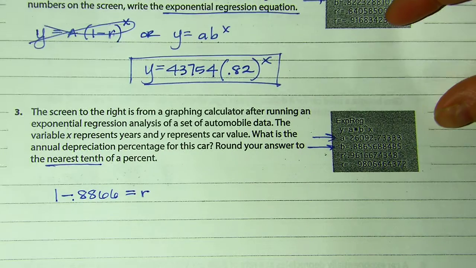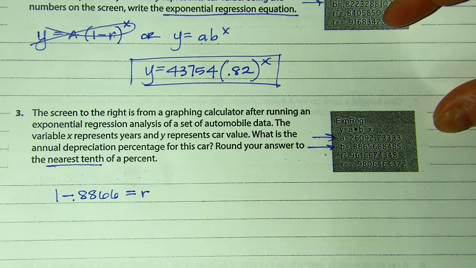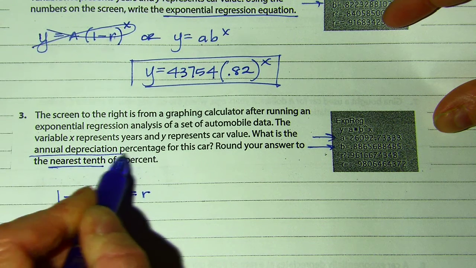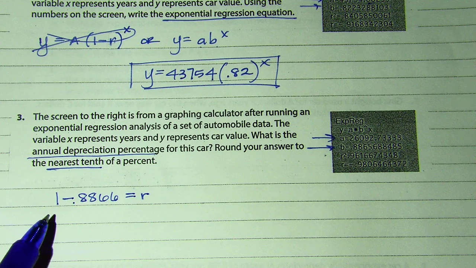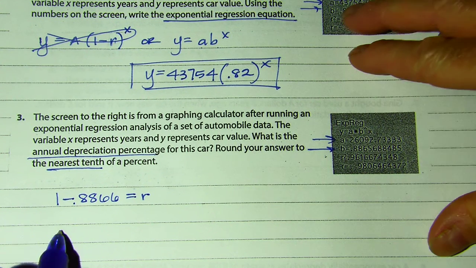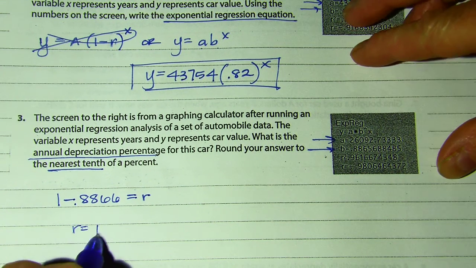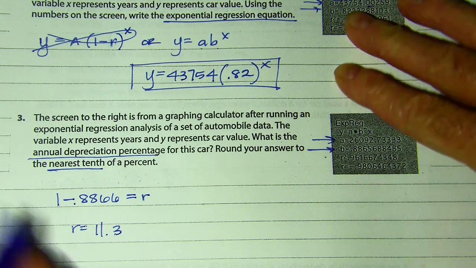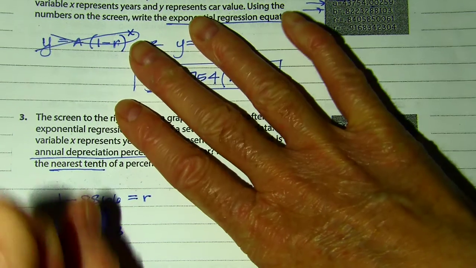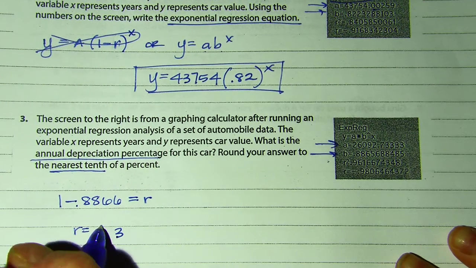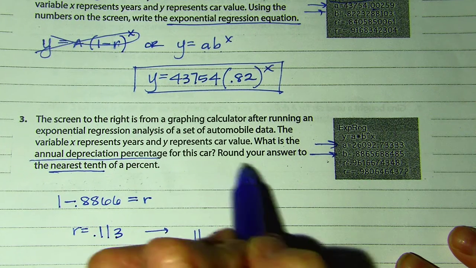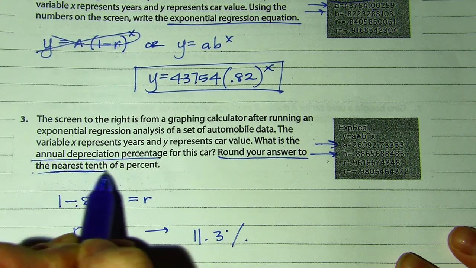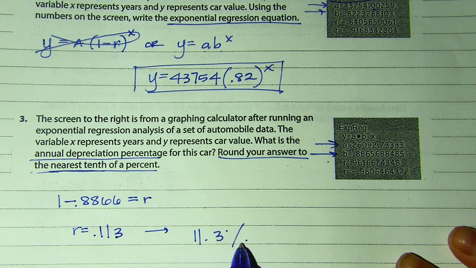All right, next, what is the annual depreciation percentage? So 1 minus 0.88 gives me a rate of 0.113 when I entered it in my calculator. So 11.3% because it said round your answer to the nearest tenth percent. So that's tenths and that's a percent.